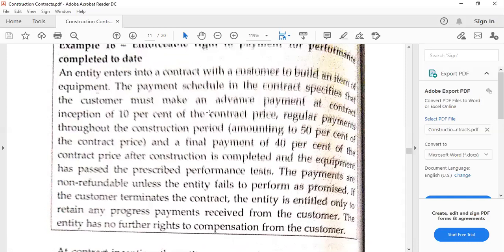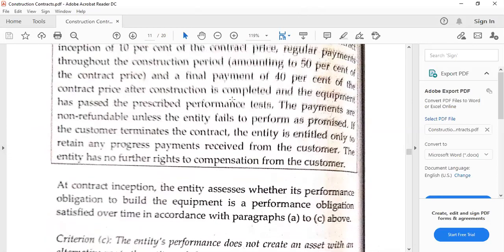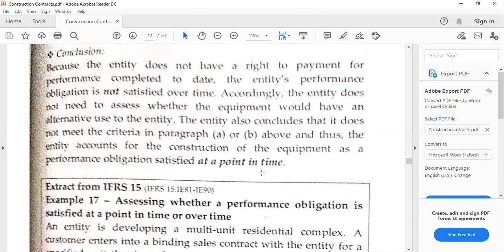So that's the reason. Firstly, advance payment at 10%, regular payments at 50%. So it is not like increasing over time. So that's why the contract would not comply with the provision that revenue is to be recognized over time. Instead, it will be at a point in time, where certain outputs have been finished. Okay, so good case also.